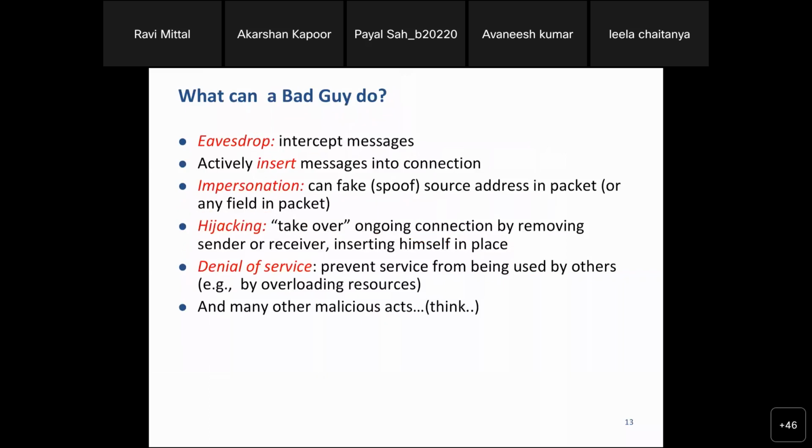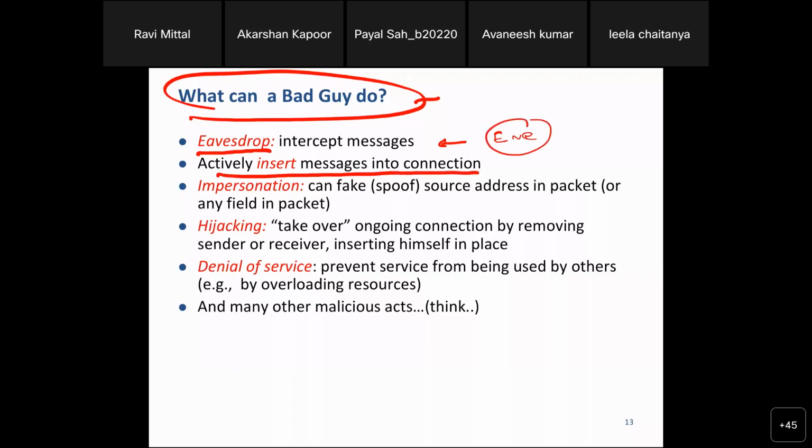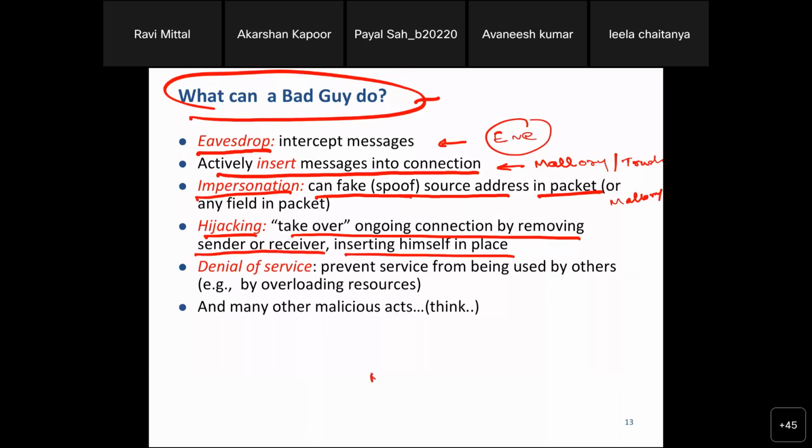What a bad guy like Trudy or Mallory can do is eavesdrop. This is generally the role that Eve likes to do. Or actively insert messages into the connection. Eve will not do this. It will be done by Mallory or maybe by Trudy. Impersonation: they can spoof the source address in a packet. This is the role of Mallory. They can pose as Alice and carry on the conversation. Hijacking is taking over an ongoing connection by removing the sender or receiver and inserting himself in their place. This is also called a man in the middle attack.